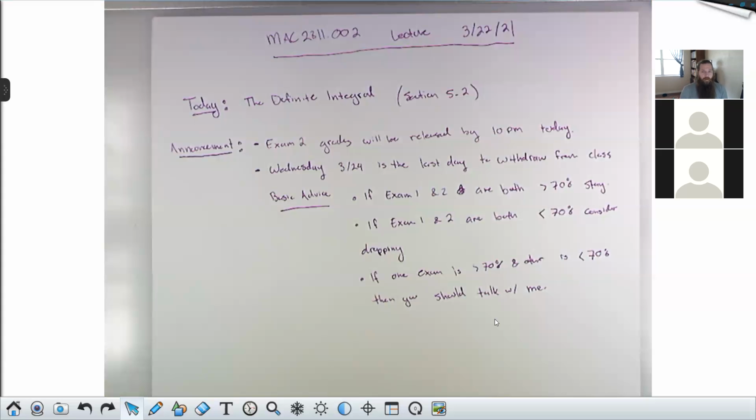This is not hard and fast. I have certainly had people whose first 2 exams were below 70% and still went on to earn strong grades in the class. And I've had people who nailed exams 1 and 2 and managed to not pass the class. Those things can happen also, but it's quite rare. Both of those exceptions are quite rare. So this is a reasonable framework with which to get started on your decision.